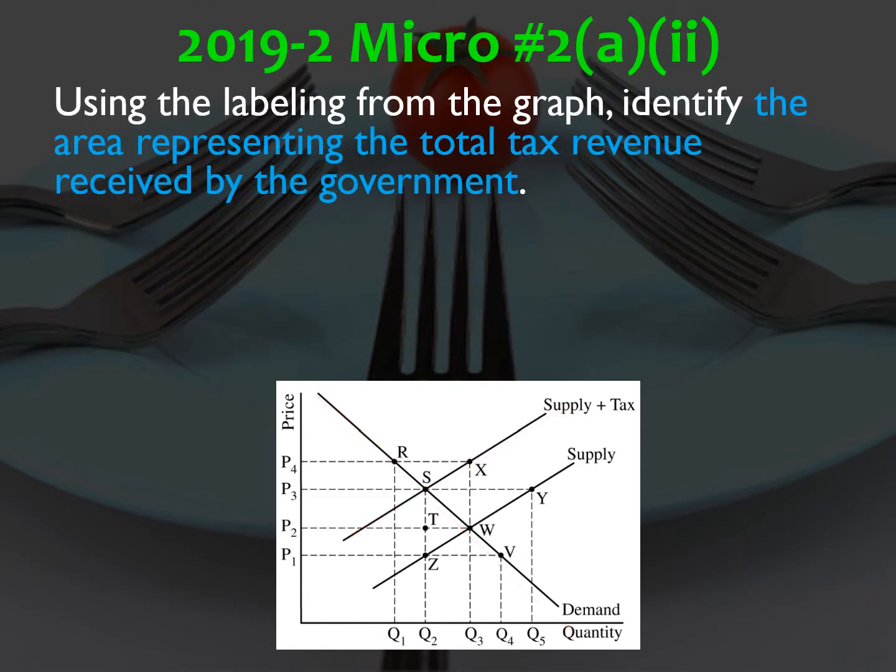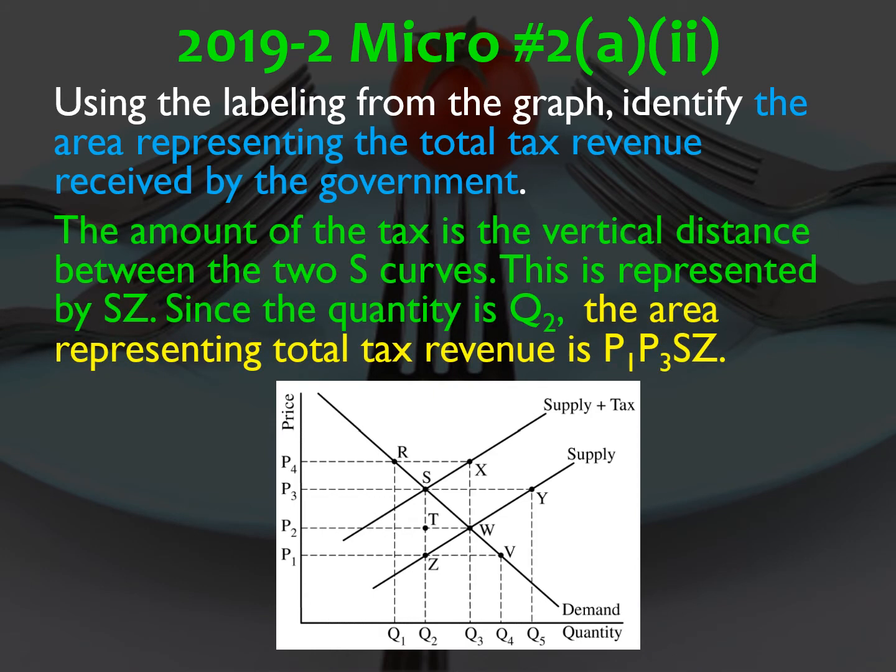Using labeling from the graph, identify the area representing the total tax revenue received by the government. So we established Q2 is going to be the new equilibrium quantity with the tax. The amount of the tax is the vertical distance between the two supply curves. This is represented by SZ. So this is the vertical distance.